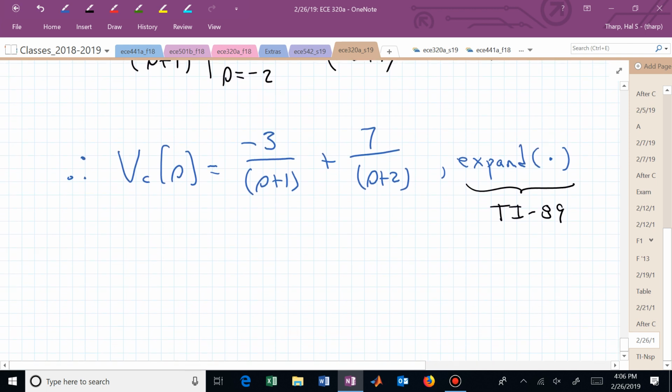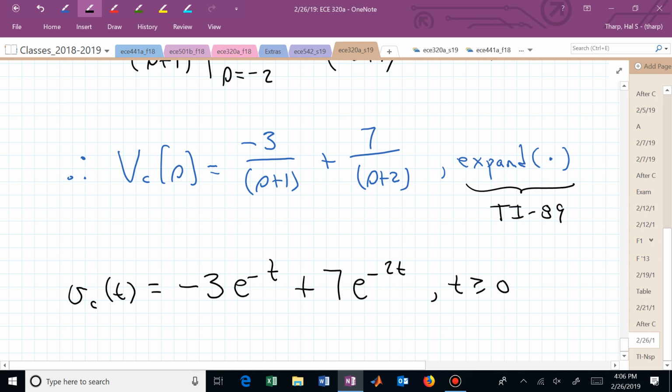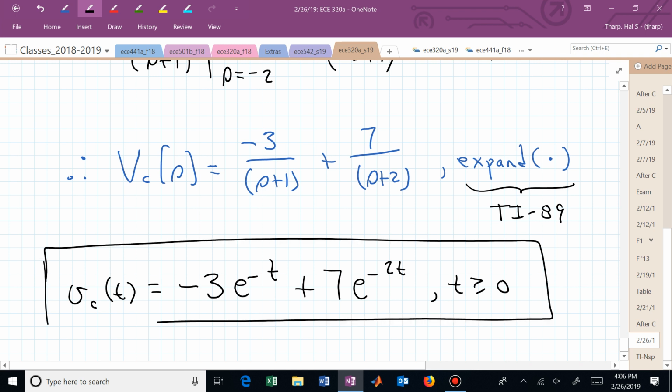Once we have this, now we know what it looks like in the time domain. We simply have an e to the minus t mode scaled by minus 3. And we have an e to the minus 2t mode scaled by 7. And that's true for time not equal to 0, or non-negative, t greater than or equal to 0.